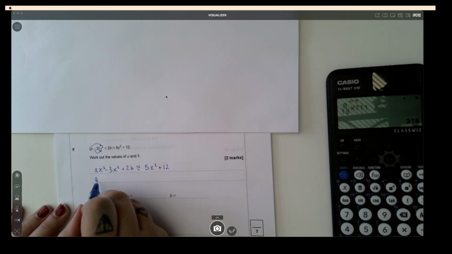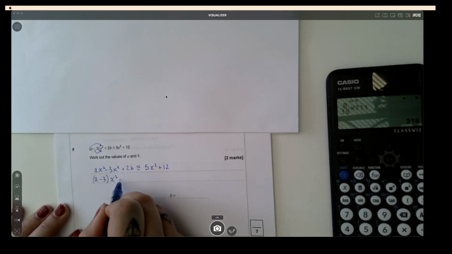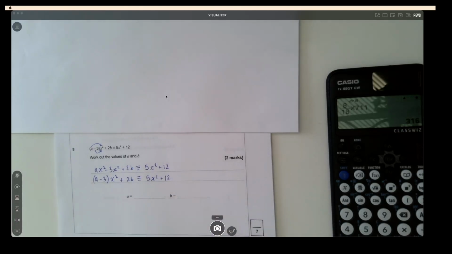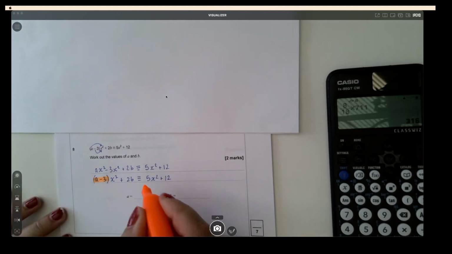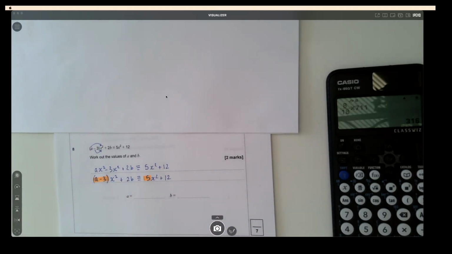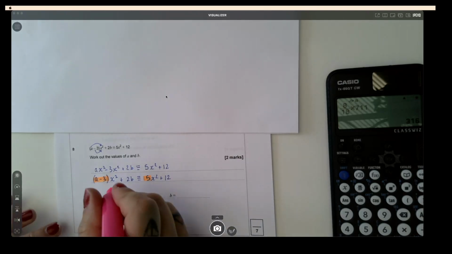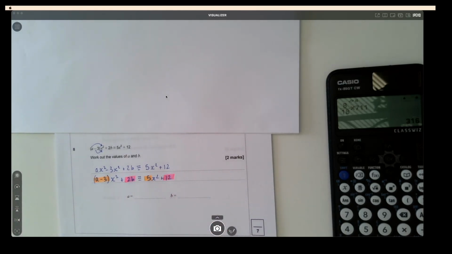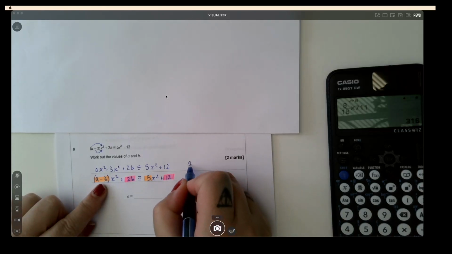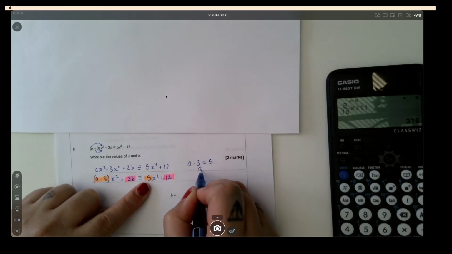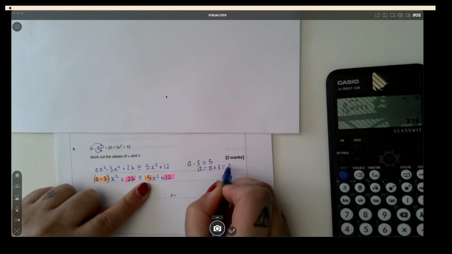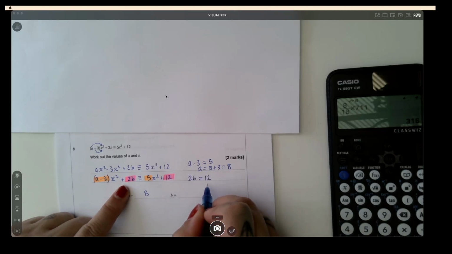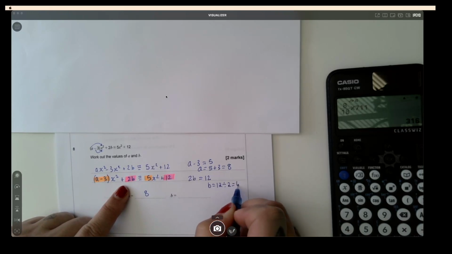Now, I'm just going to factorise these x squared terms. And then I can make some comparisons here. So the a subtract 3 must be equivalent to the 5. And the 2b must be equivalent to the positive 12. So we can use this information to find the values of a and b. So a subtract 3 equals 5. So a equals 5 plus 3, which is 8. 2b equals 12. So b equals 12 divided by 2, which is 6.